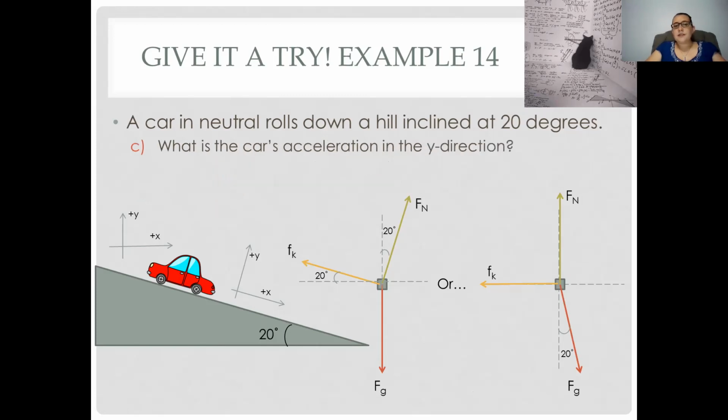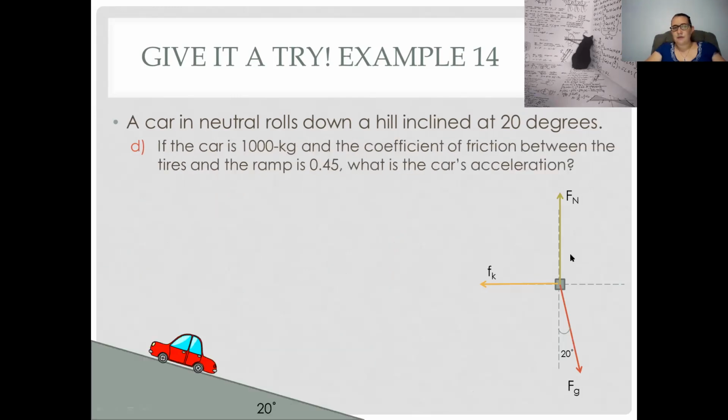Okay, what is the car's acceleration in the y direction? Well, 0 if we use convenient axes, right? This car is not being launched into the air by the hill, it's not falling through the ground. So its acceleration in the y direction is 0.